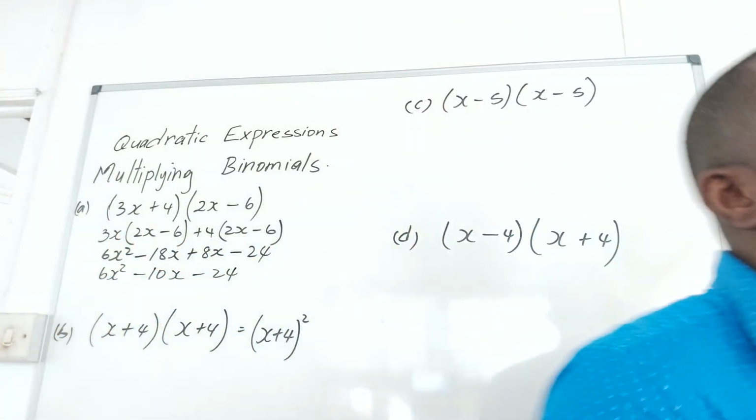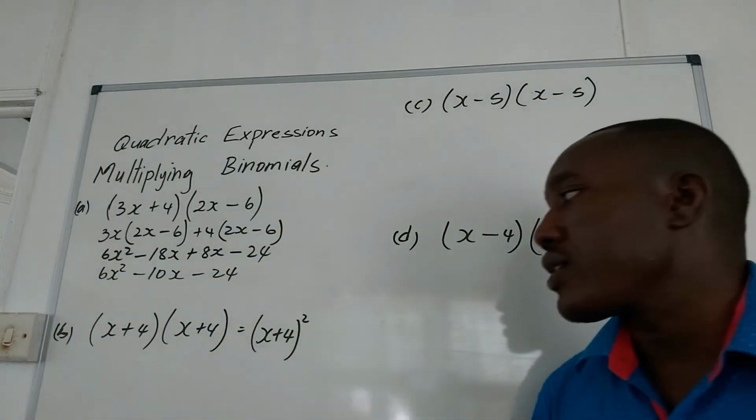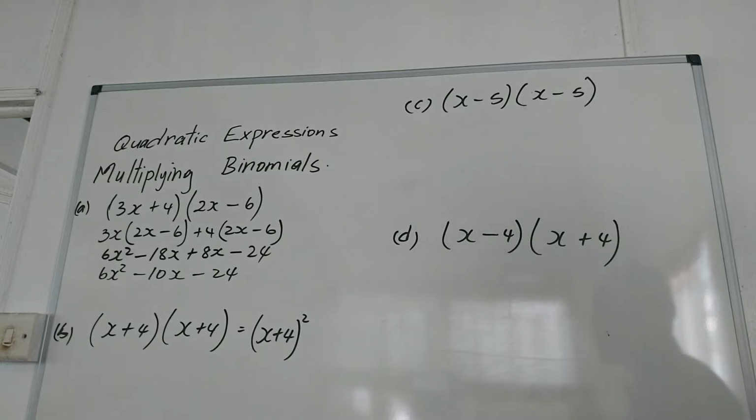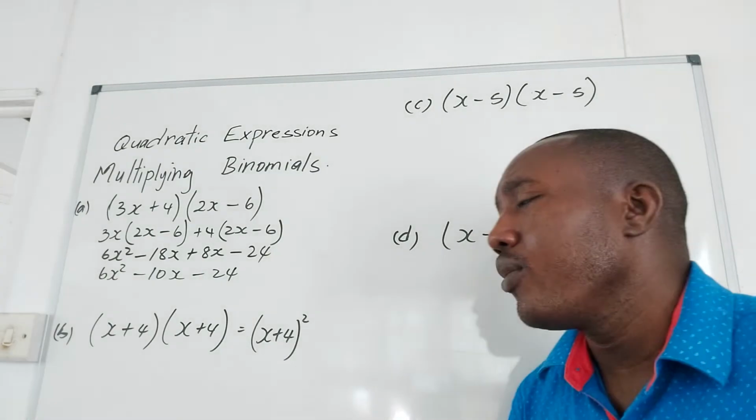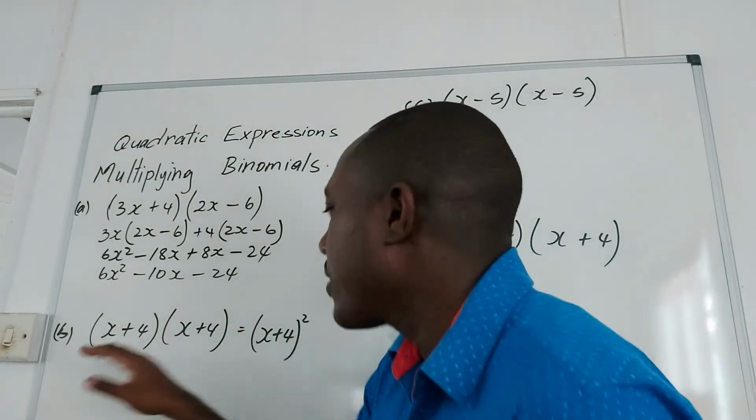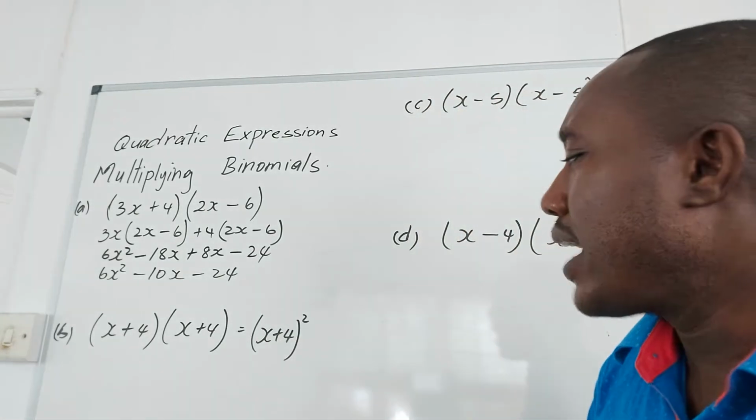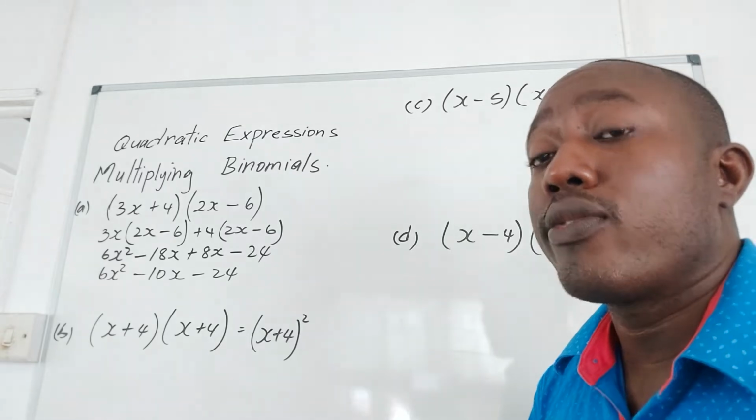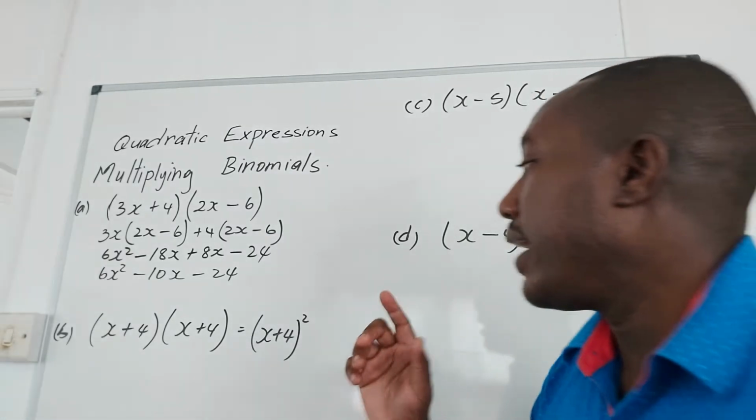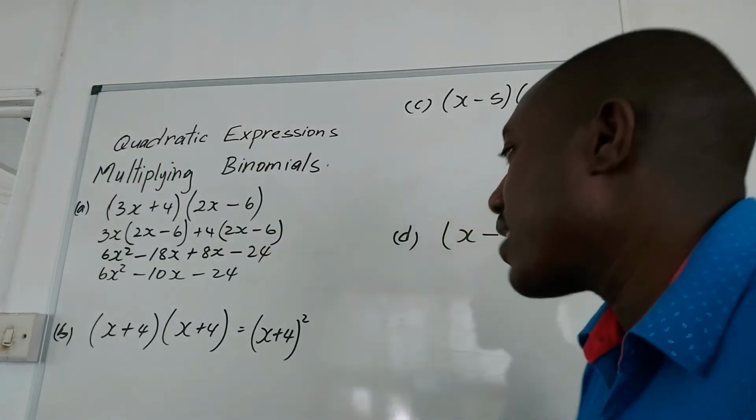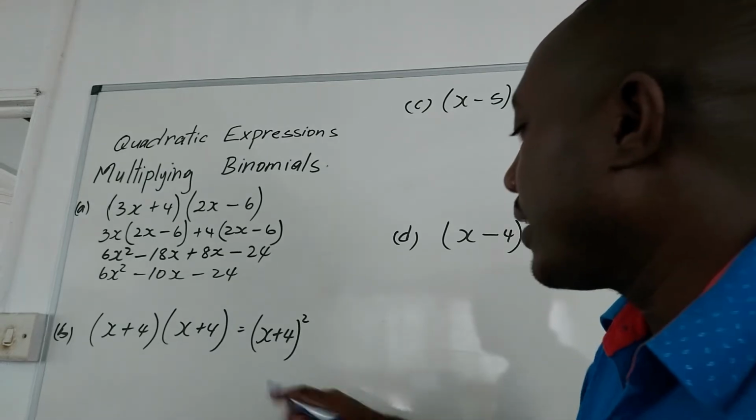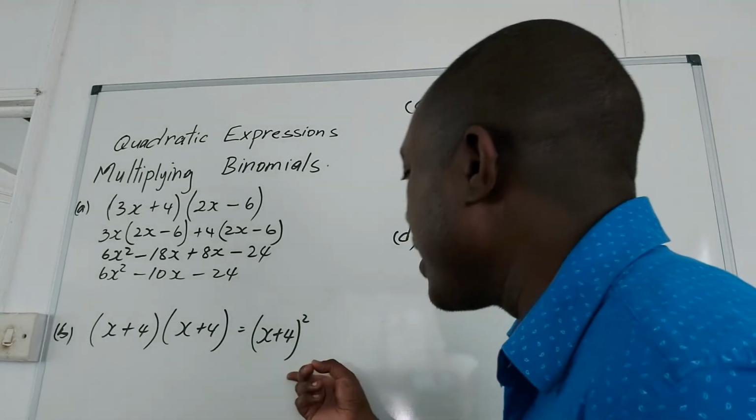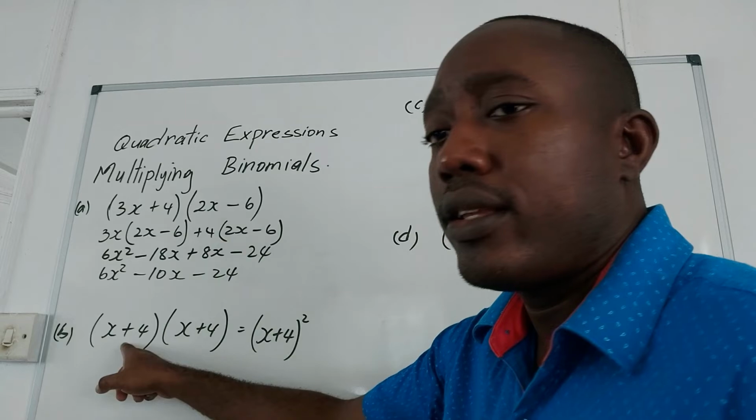Our next example, we have x plus 4 times x plus 4. Here the brackets are the same. Now when the brackets are the same, that is known as a perfect square. When we multiply x plus 4 times x plus 4, we can rewrite it like this, or if we see it written as this, this is what it means.